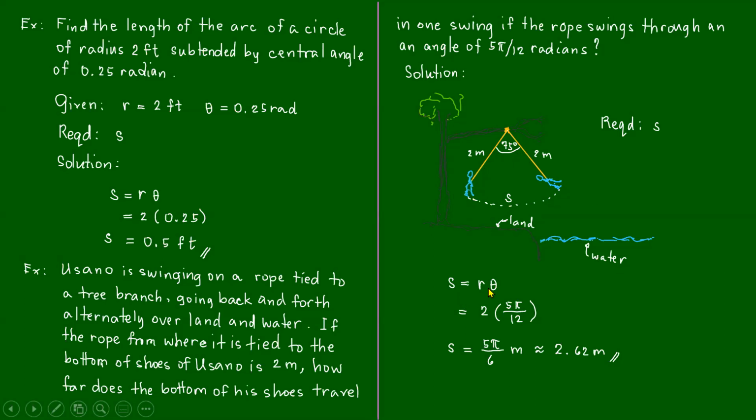So what is S? R theta. So 2 times, what is the angle? 5 pi over 12. We don't include the unit anymore, just the meters. So this is 5 pi over 6 meters, or approximately 2.62 meters.